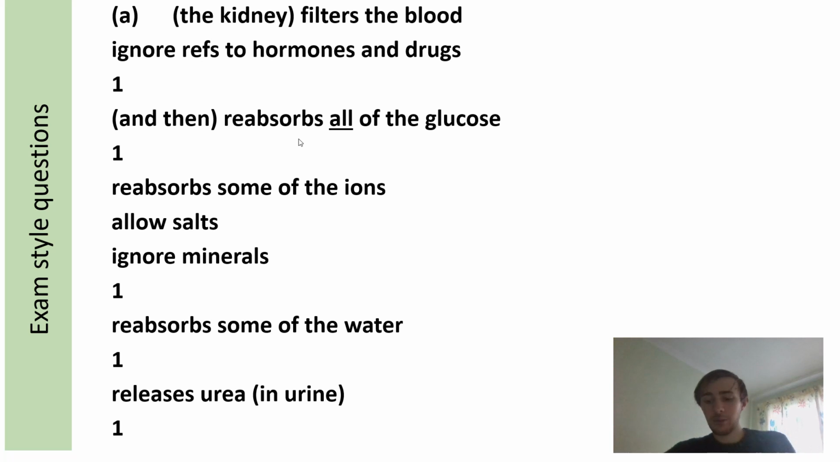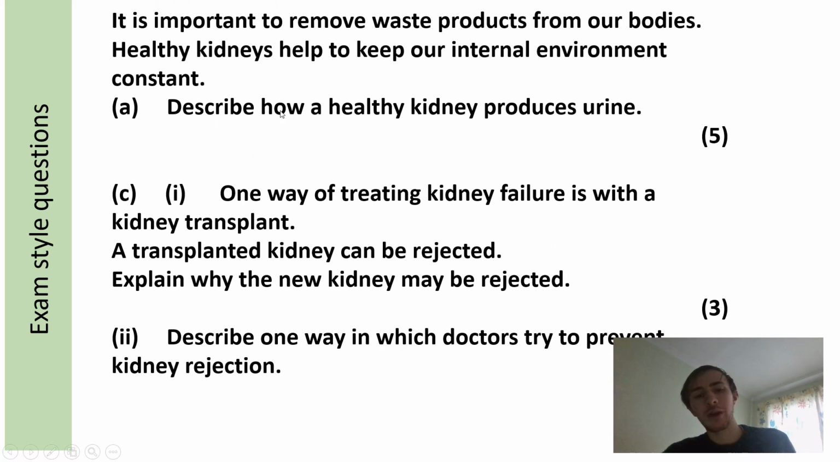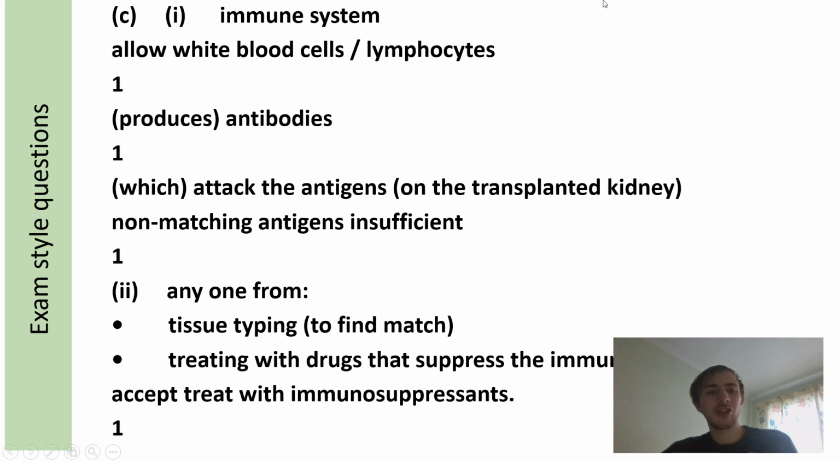And then the next question, C part 1, one way of treating kidney failure is with a kidney transplant. Explain why the new kidney may be rejected. 3 marks. Immune system produces antibodies which attack the antigens. So this kind of brings us back to our immune system topic, which we did at the beginning of the year.